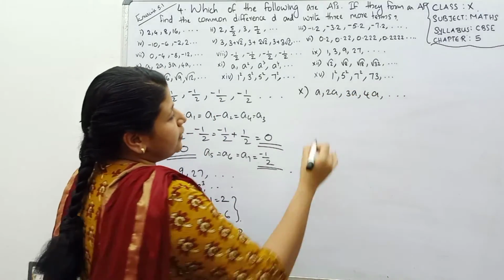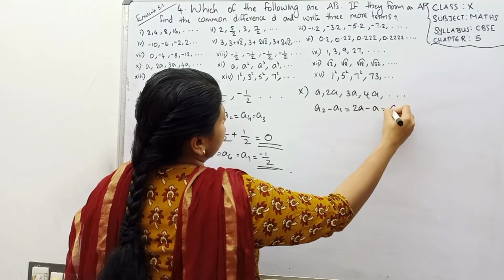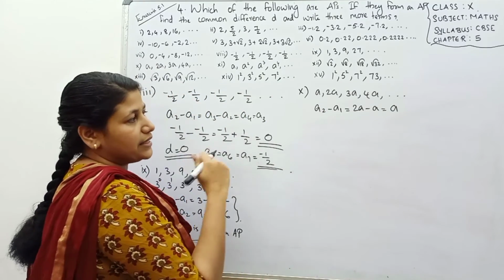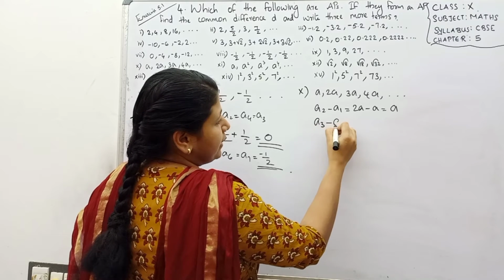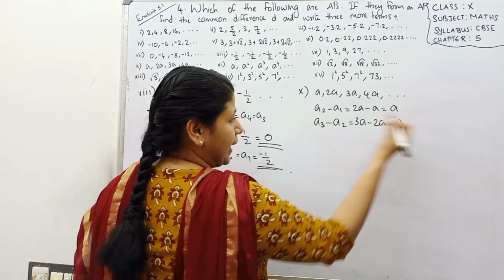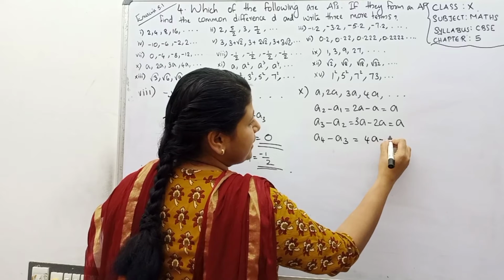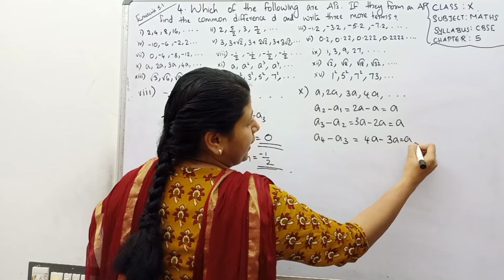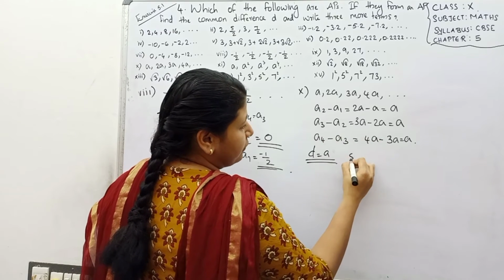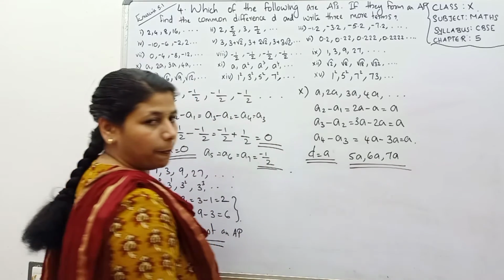Okay, so you can find out A2 minus A1. 2A minus A is 2A minus A means 1A. A എന്ന് വെറുതെ എഴുതിയാൽ 1A എന്നാണ്. അപ്പോൾ 2 എന്ന് 1 minus ചെയ്യുക, so A. Then A3 minus A2. 3A minus 2A. 3 minus 2 is 1A, that is A. A4 minus A3, that's also 4A minus 3A, that is also A. So your common difference is A. And the terms are then 4A, after 4A you can write 5A, 6A and 7A.